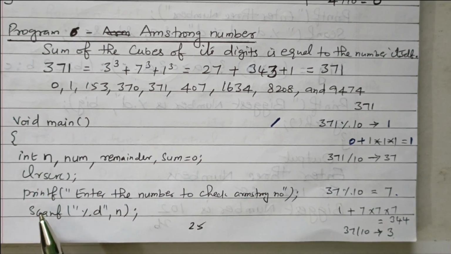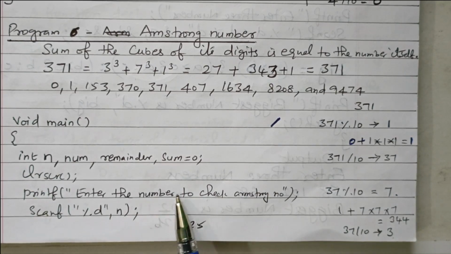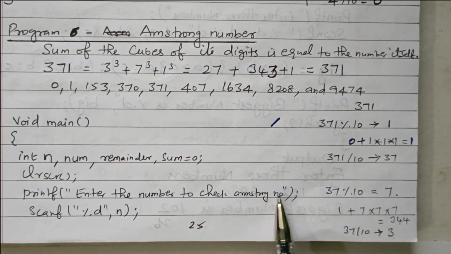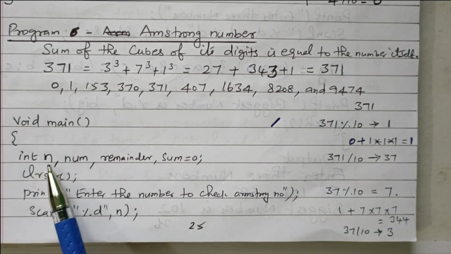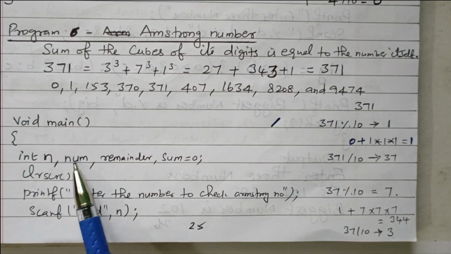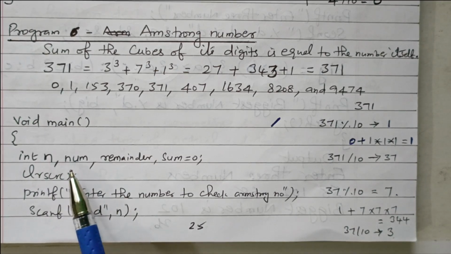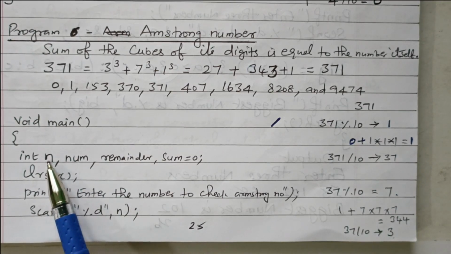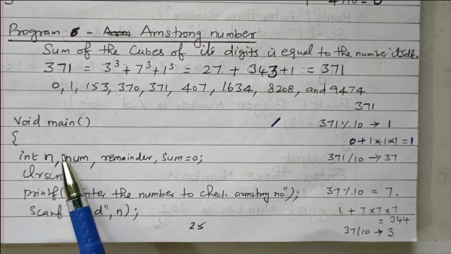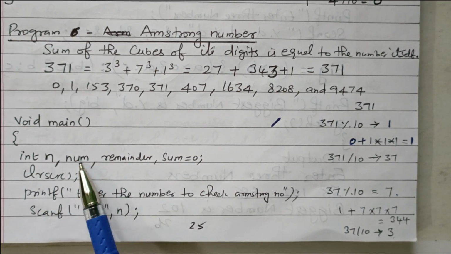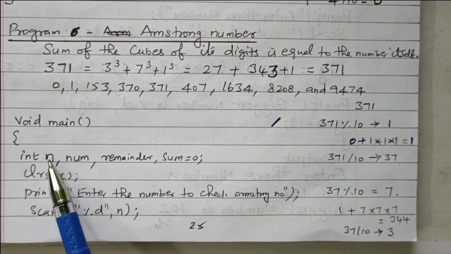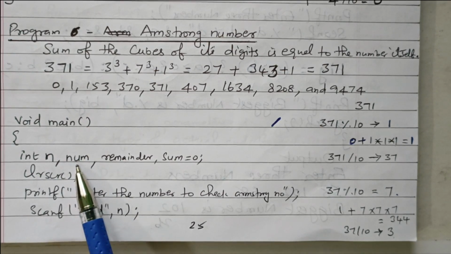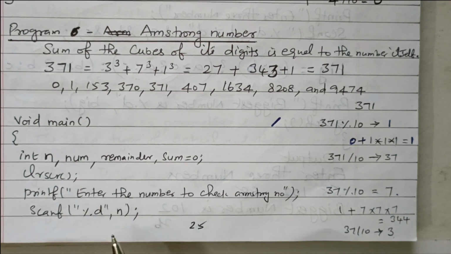After clear screen, we ask the user to enter the number to check whether it is an Armstrong number or not. scanf of %d n, right? So this is the number. The number is also stored in num in order to check whether n and num are equal. So the copy of the number we entered is stored in num, right? Initially we need to check the given number, and this given number is stored in another variable num also, right?